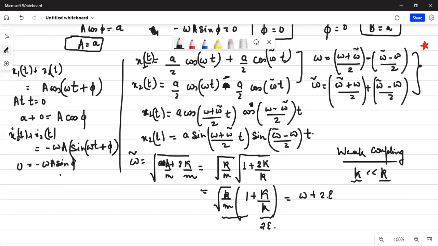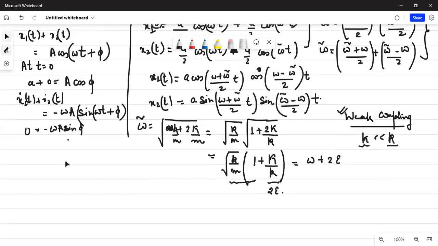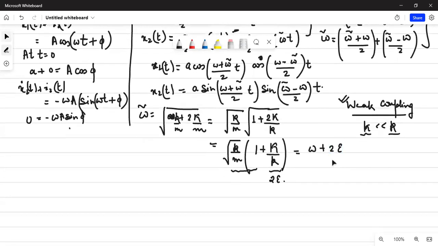You can also use epsilon here, but then you'll have to keep epsilon by 2 everywhere. Okay, so we are considering the case of weak coupling, where the middle spring has a lesser spring constant than the other two springs. Is that clear? And omega tilde I'm getting as omega plus 2 epsilon, where 2 epsilon is kappa upon small k.